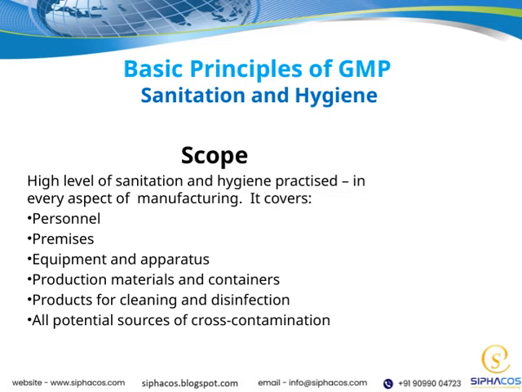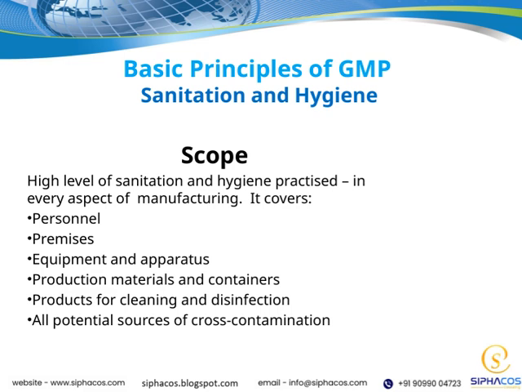Now, let's talk about the basic principles of GMP, starting with sanitation and hygiene. These are fundamental to ensuring the safety and quality of our products. High levels of sanitation and hygiene are practiced in every aspect of manufacturing, which is essential to prevent contamination. This includes taking care of personnel, making sure they follow proper hygiene protocols. It also involves maintaining clean premises. Our manufacturing areas must be kept spotless.